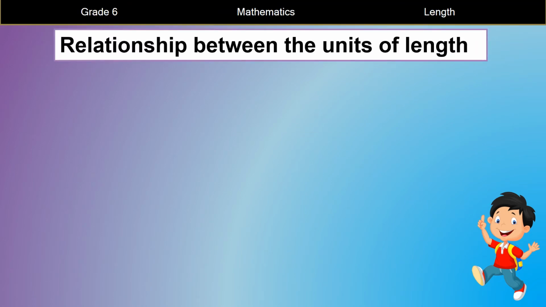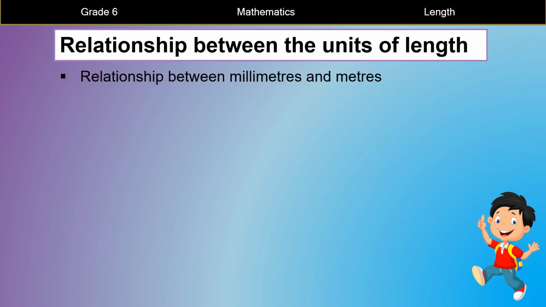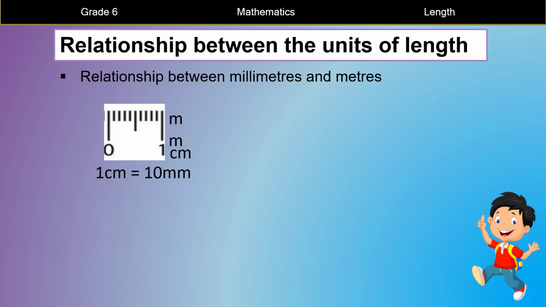Now we are going to identify the relationship between the units of length. Let's first identify the relationship between millimeters and meters. In this picture, you can see a part of our normal ruler. Here, we can see only the numbers 0 and 1. And when you look at this ruler very carefully, you can see that there are small lines drawn in between 0 and 1.